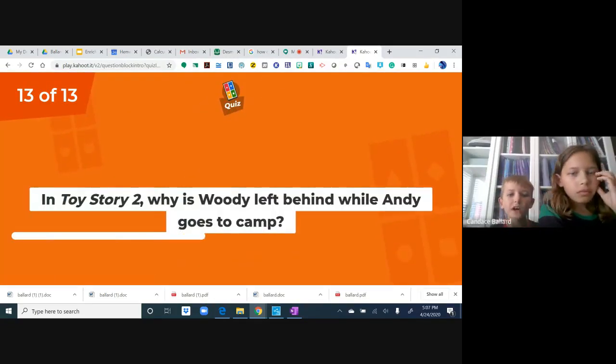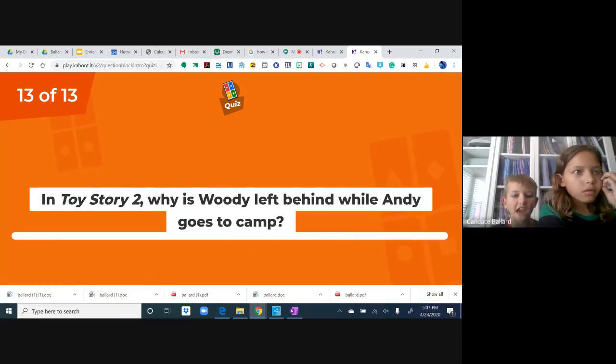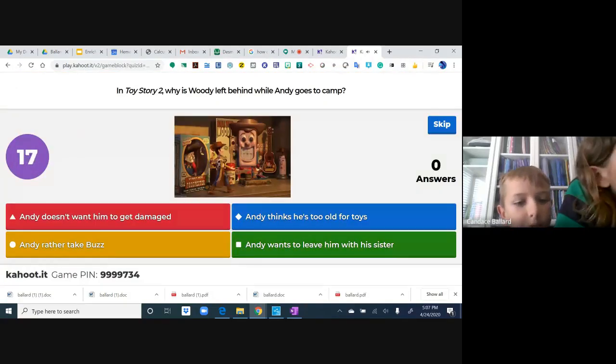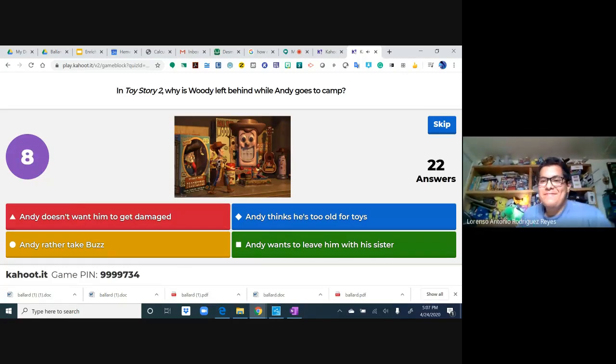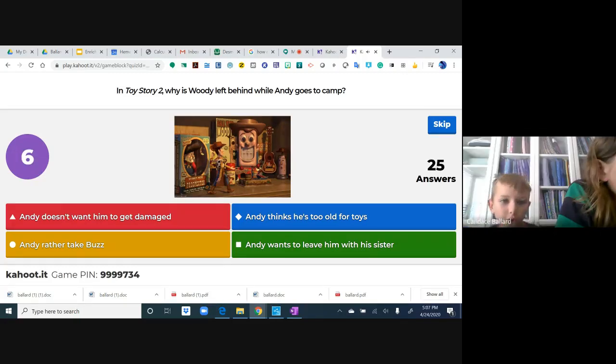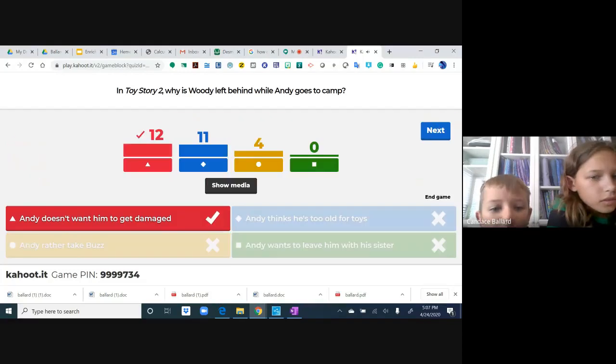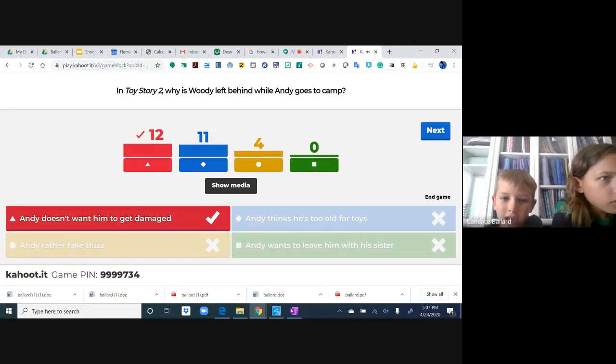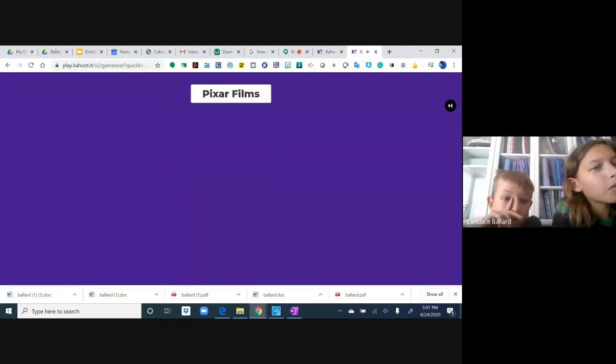In Toy Story 2, why is Woody left behind while Andy goes to camp? Andy doesn't want him to get damaged. Andy would rather take Buzz. He thinks he's too old for toys. He wants to leave him with his sister. I know which one. Would it be a good idea to leave him with your sister? I do not trust my sister with my toys. Andy doesn't want him to get damaged. He got damaged before he went to camp. Can you tell that he's seen this movie before?